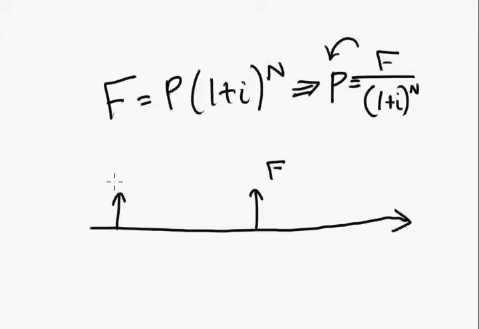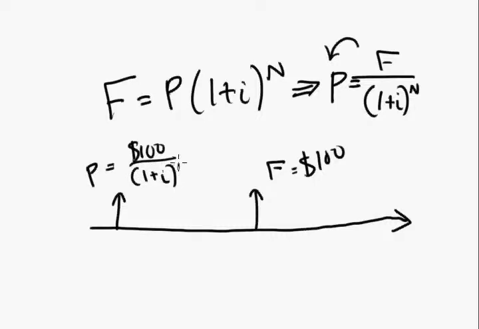The value was something less, and then with this interest it accrued to $100. So then you can write that F equals some number like $100, but P over here is going to equal $100 over 1 plus I to the n, where this is 0 and this is n. So you see that P is a smaller value than F.